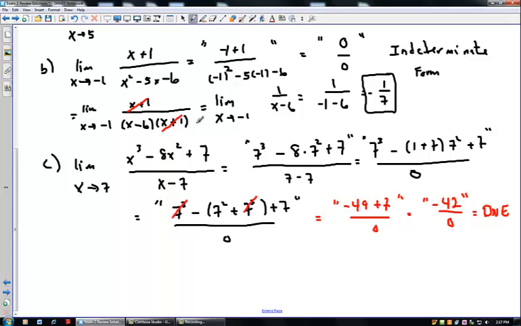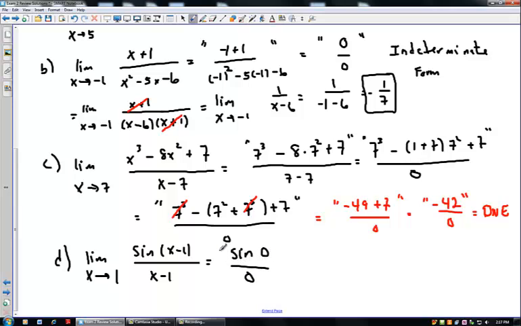Part D, let's take a look at it. What do we have? We have the limit as x goes to 1 of sine of x minus 1, all divided by x minus 1. Again, the idea is you always plug in the limit. You evaluate the limit to see what happens. So I drop off the limit sign because I'm going to plug in 1, and I get sine of 0 divided by 0, which is 0 over 0.